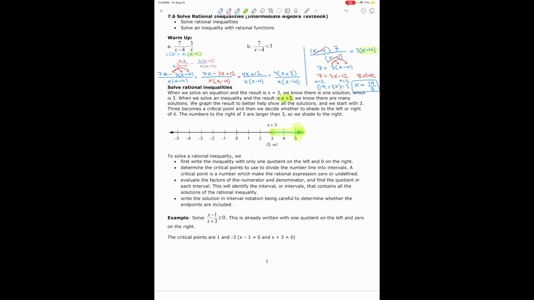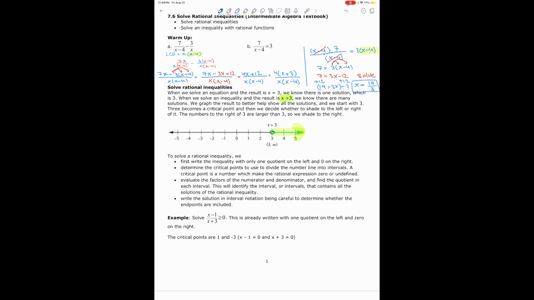So you're going to highlight all of the x's that are greater than 3, and the 3 is not included. I also would recommend including an open circle if the 3 is not included. If it's included, then make it into a closed circle to indicate that it is included in the solution.